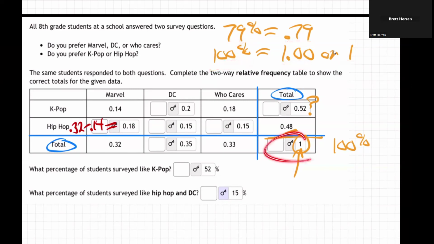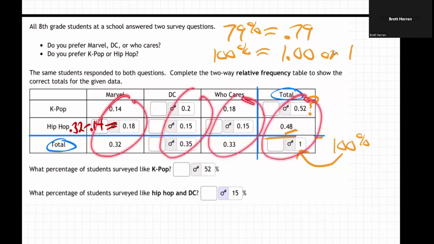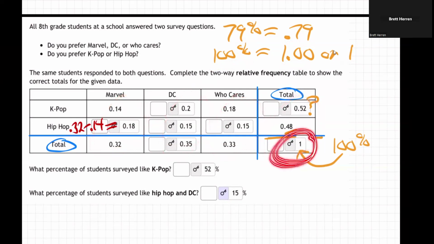So my point is, this is the total in the lower right corner. It has to be 100%, which is the same as the decimal 1. And this is a decimal table. So you notice there's decimals everywhere. There's not percentages. So we have to put the decimal total here, not 100%, but 1.0 in other words. So that goes there. Okay.